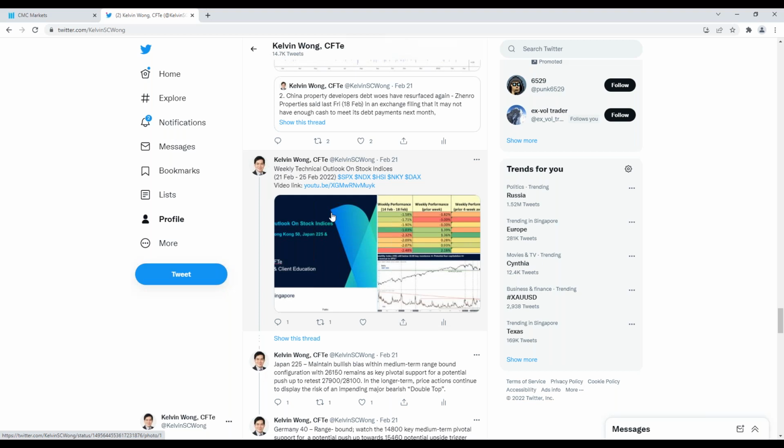I hope that the risk management techniques I shared with you all could add some greater value and make a positive difference in our trading journey.